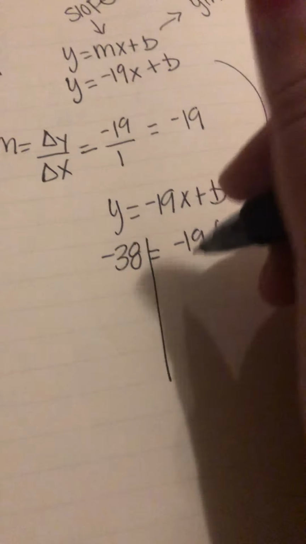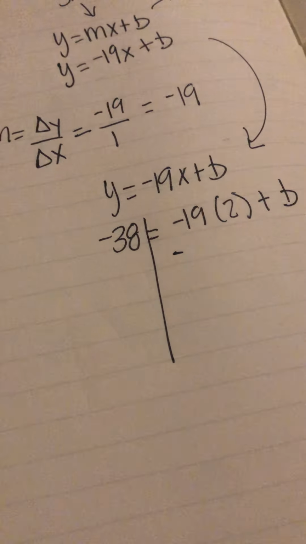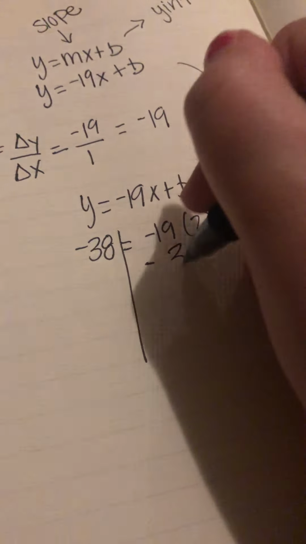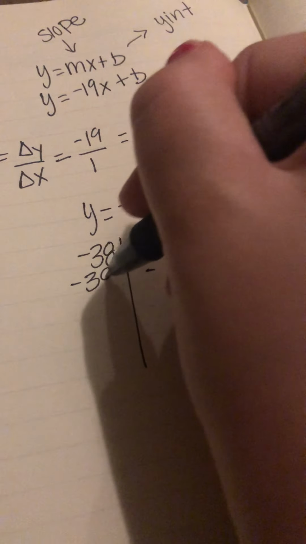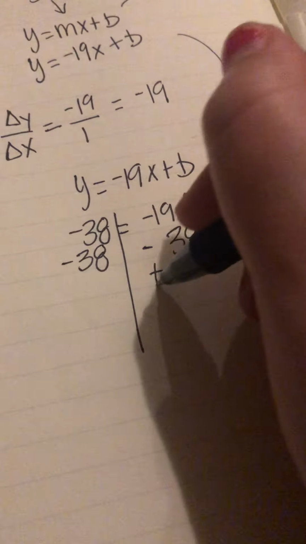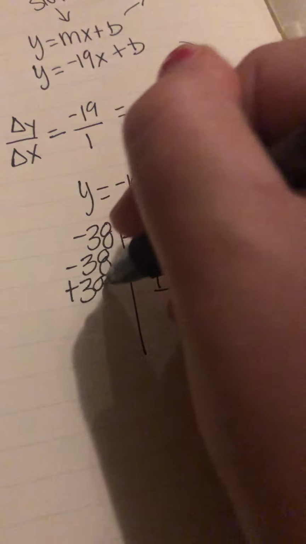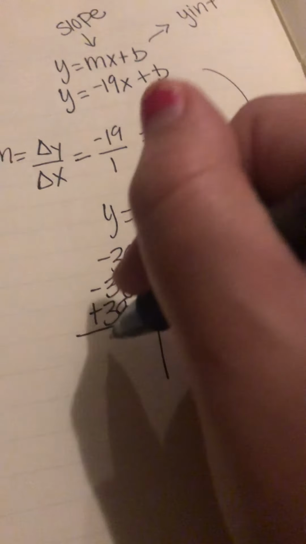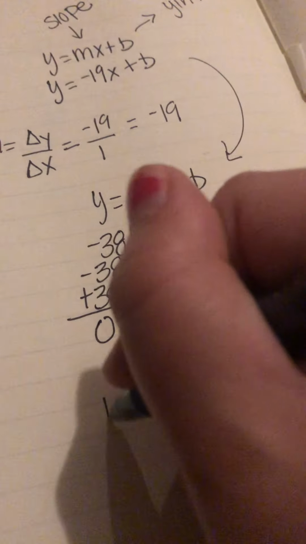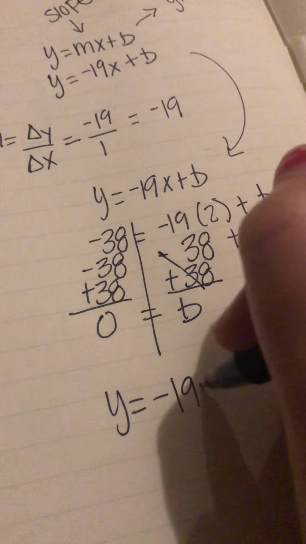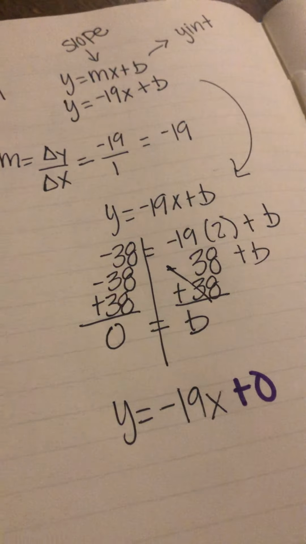And what we could do is work these out. So -19 times 2, that's going to be a negative number. I am going to be old-fashioned and work it out just to make sure. That's going to get me -38 plus b, equals -38. Now we want to get b alone, so I'm going to add 38 to both sides. So -38 plus 38 cancels out, and it does the same thing on the other side: -38 plus 38 is 0. So 0 equals b. So right now my equation looks like y equals -19x plus 0. So let's see if that's really the case, okay?